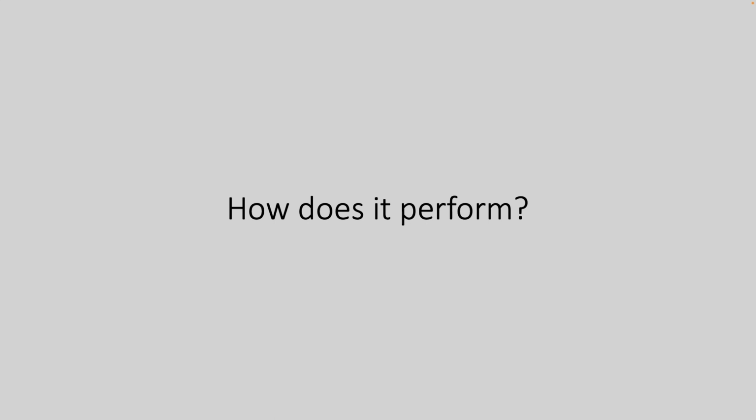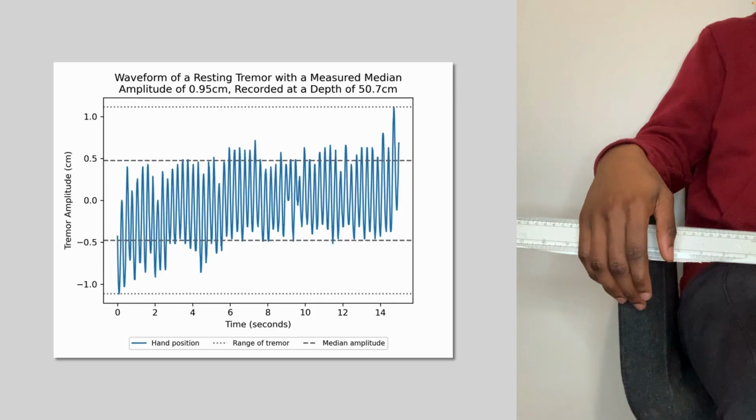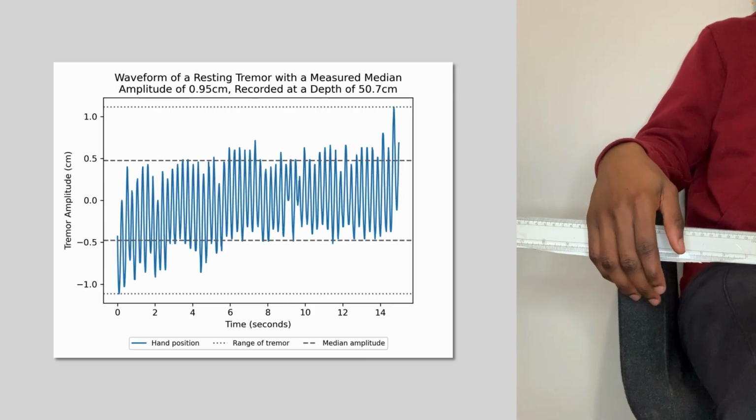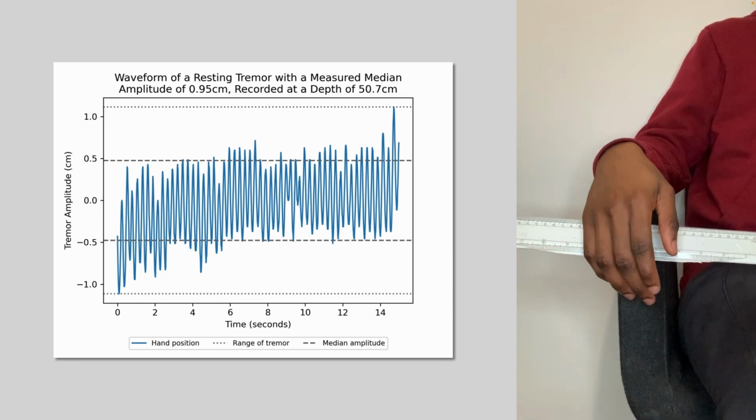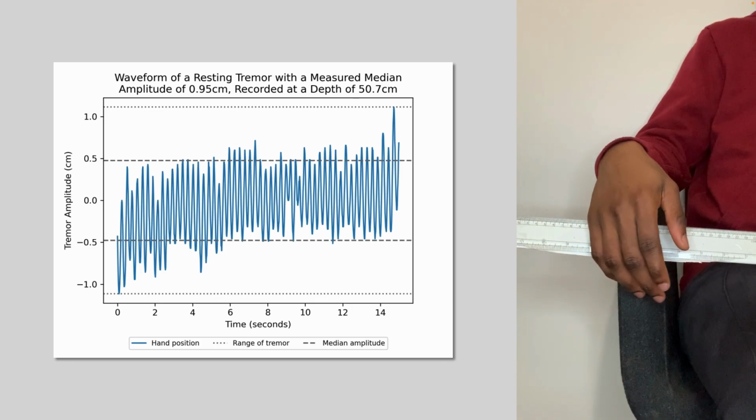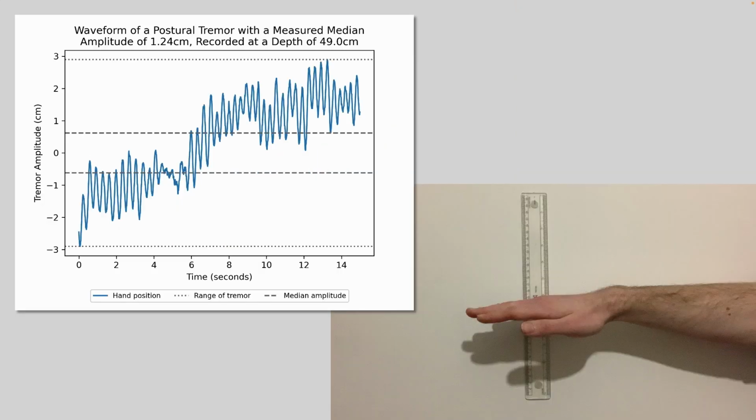How well does my method perform? Overall, tremor amplitude is measured with a high accuracy. The amplitude of resting tremors, an example of which can be seen, is measured with a mean error of 3% when recorded at a depth of 50 centimeters. The amplitude of postural tremors, like the one shown here, is measured with a mean error of 5.3%.